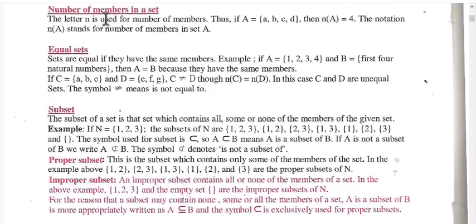Now we look at the number of members in a set. The letter n is used for the number of members. Thus, if A is equal to {A, B, C, D}, then n(A) is equal to the number of elements. So we count: the number of elements is 1, 2, 3, 4, and n(A) is equal to 4. This notation stands for the number of elements in set A.